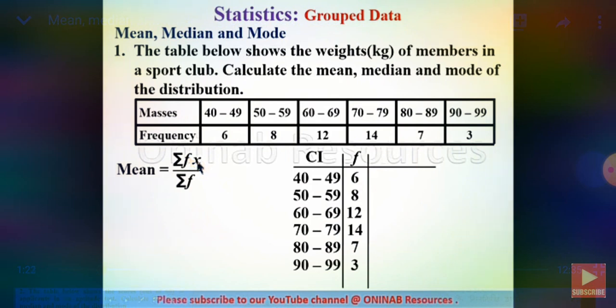Now, from this formula, there's no room for x in this table. So we are going to generate another column for x, and that x represents the mid-value of the class intervals. How do we get the mid-value? It is to find the average of the upper limit and the lower limit of each class interval. So we have 40 plus 49 giving us 89. 89 divided by 2 gives 44.5. And 50 plus 59 divided by 2 gives 54.5.